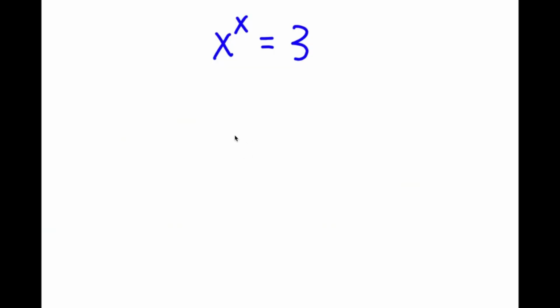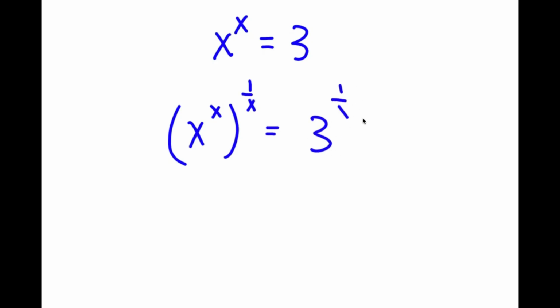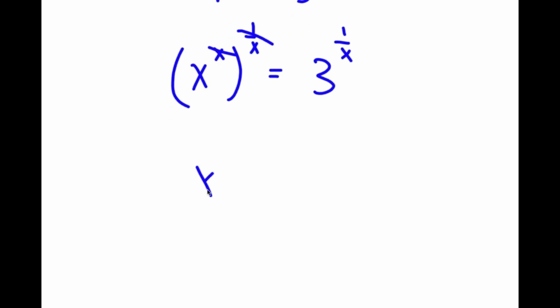All right, so in this problem, I have x to the power of x is equal to 3. So to solve this, what I'm first going to do is take the power of 1 over x on both sides. So I have x to the power of x to the power of 1 over x is equal to 3 to the power of 1 over x. Now x and 1 over x, these two cancel out, so I have x is equal to 3 to the power of 1 over x.